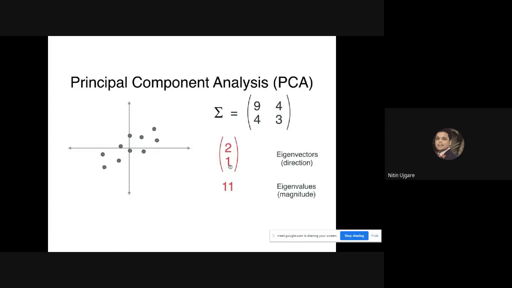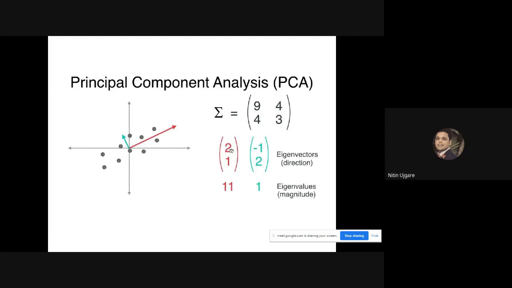These are our eigenvectors: 2, 1, and 11 is the magnitude for this eigenvector. Our second eigenvector is minus 1, 2. So that means 1 unit on the left side of the hyperplane, and 2 units up, that is on the y-axis. So that is my second eigenvector. And the first eigenvector is 2 units on the right-hand side, and 1 unit up.